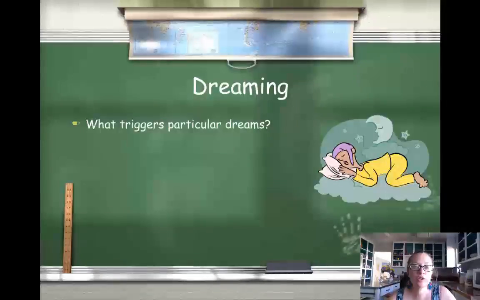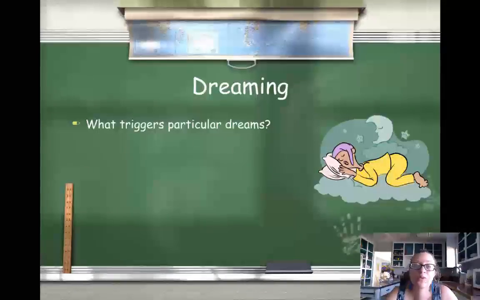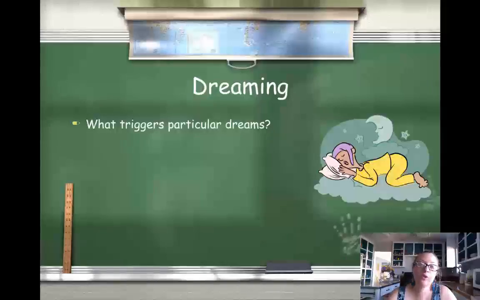So what triggers particular dreams? We don't know. We're going to say that a lot in this chapter. We know certain foods trigger dreams, and certain temperatures: if it's hot in your room, you're more likely to have a nightmare. If it's cold, more likely to have a good dream. If you're stressed, you're more likely to dream about what's stressing you, but it's hard to say exactly.